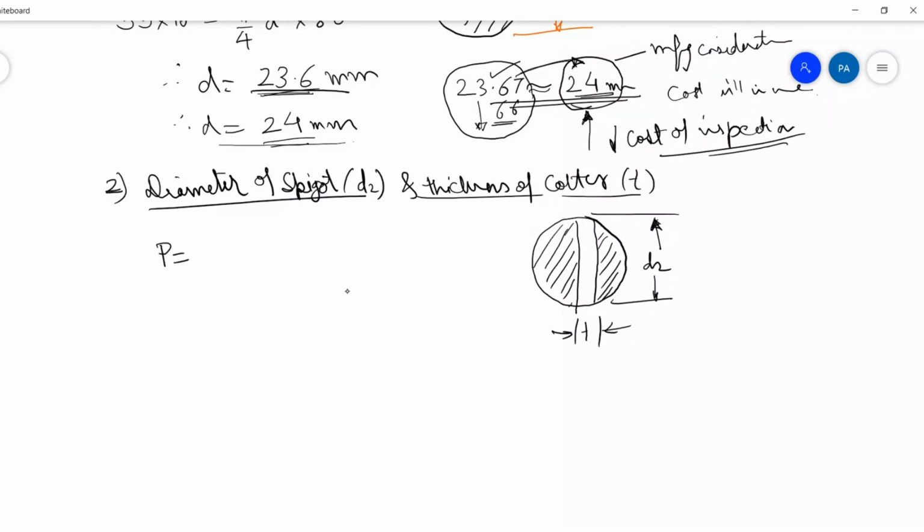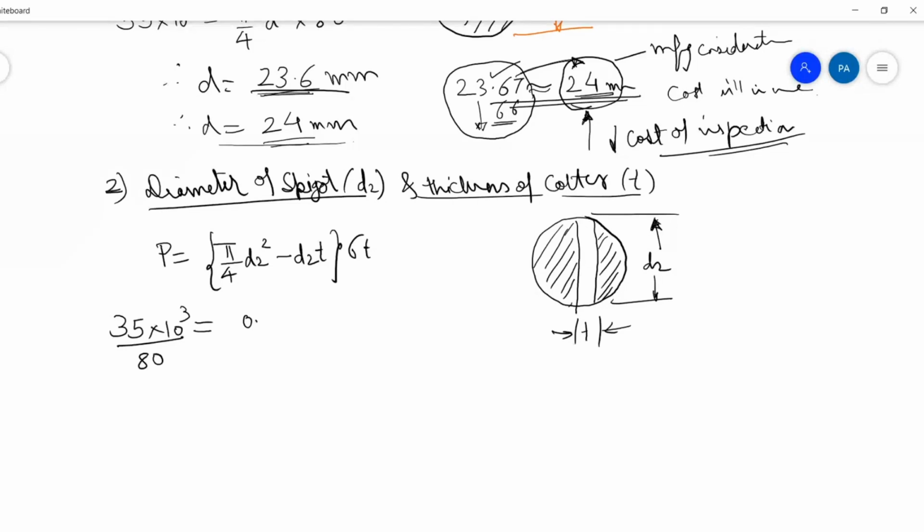So what is the area here? I am writing the formula. In the formula, first I have to write area. So what will be the area? Area will be pi by 4 D2 square minus D2 into t, everything into sigma t. If I substitute the value, how will I get it? 35 into 10 raised to 3 equal to that, 80 mm will go below this, so it will be divided by 80.